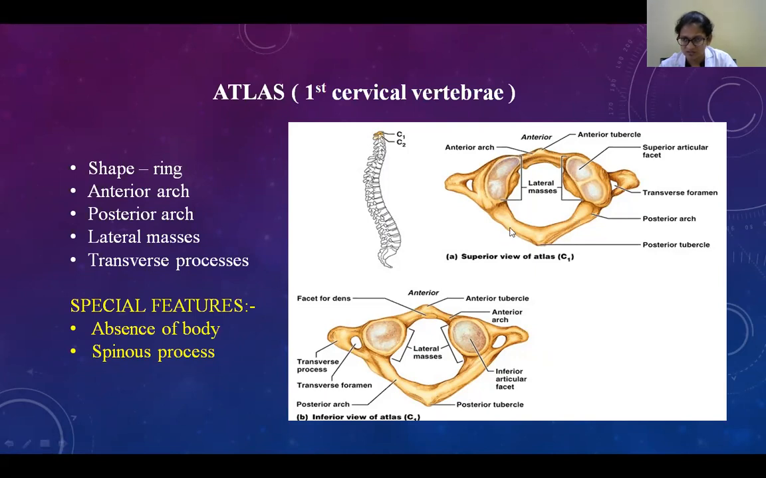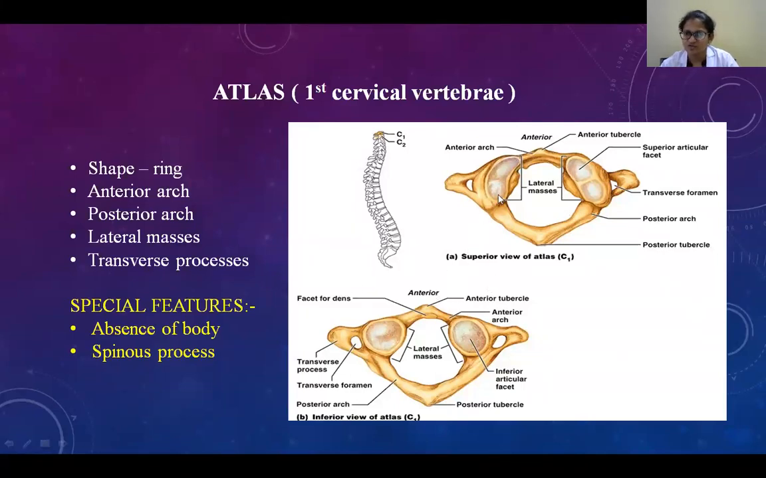This is about the posterior arch. And next, coming to the lateral masses. These two are the lateral masses. Each lateral mass consists of a superior articular facet and an inferior articular facet. This is the superior view of the atlas and this is the inferior view of the atlas.